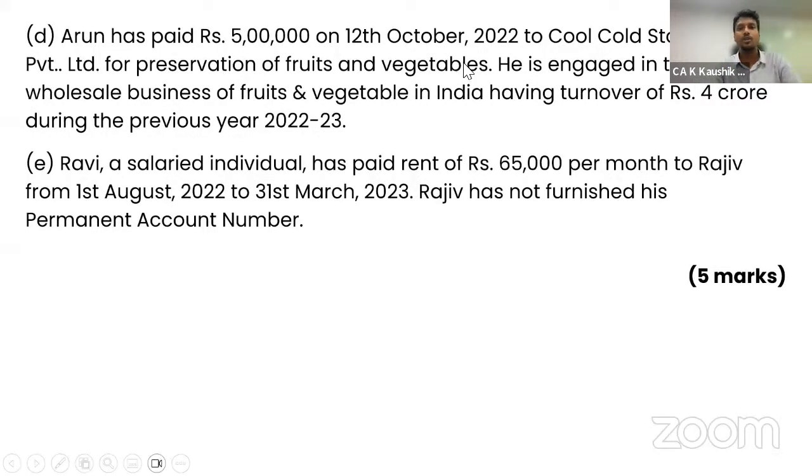Moving to the fourth transaction, Arun has paid rupees 5 lakh on 12th October 2022 to Cool Cold Storage Private Limited for preservation of fruits and vegetables. He is engaged in the wholesale business of fruits and vegetables in India, having turnover of rupees 4 crore during the previous year. So students will get confused whether this is a rent payment, which applies TDS under section 194I, or whether this is a contract, 194C. This is more in the nature of a contract, and section 194C is applicable, at the rate of 2% or 1%.